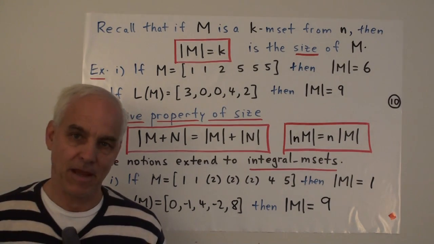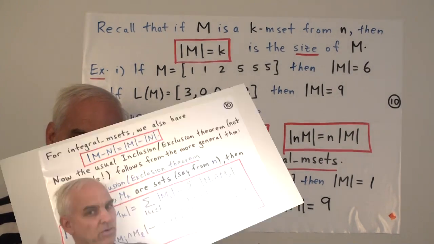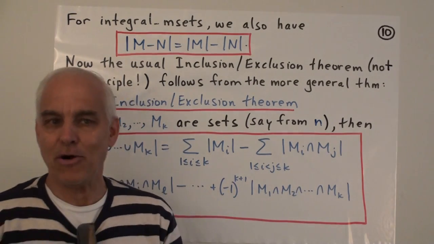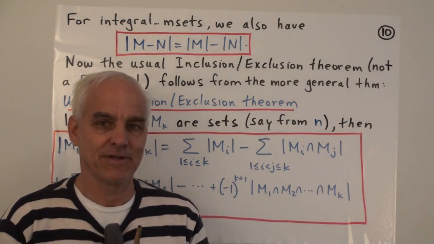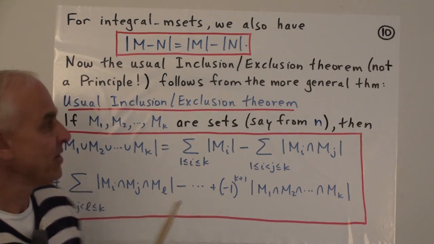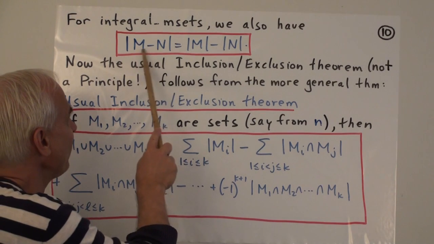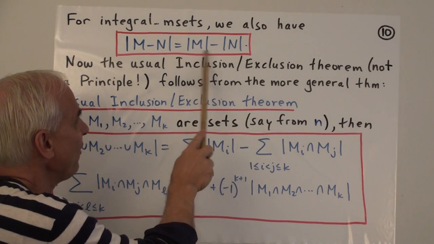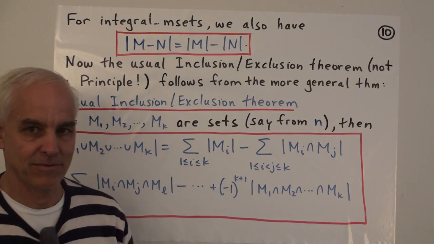Now for integral M-sets, since we're allowed to do subtraction, we have to augment our properties of size to the difference of sets. So if we have the difference between M-sets M and N, the size of that is going to be the size of M minus the size of N.